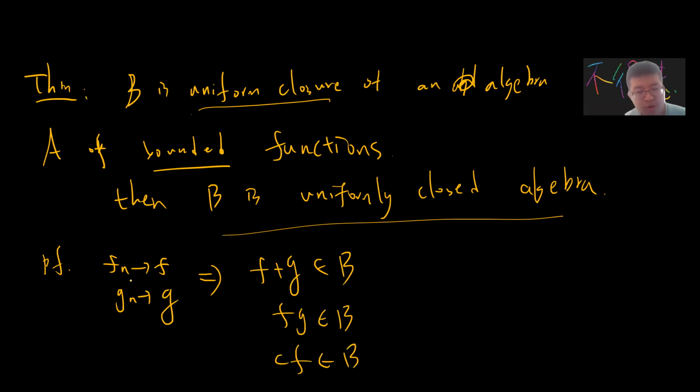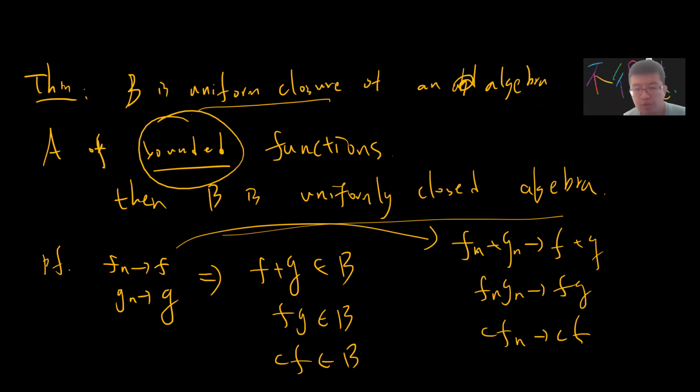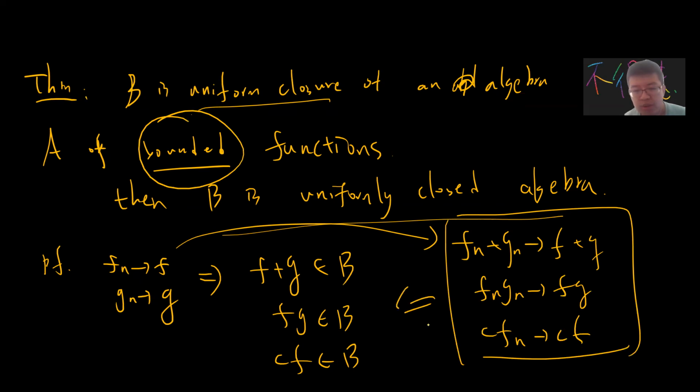This is almost trivial. The reason is that if we have this, then we can easily deduce that Fn plus Gn will converge to F plus G. By standard analysis, FnGn converges to FG, and cFn converges to cF, which is bounded, so it makes sense, right? If you use boundedness, then you can easily prove these three, and you arrive at the result. So this is almost trivial.